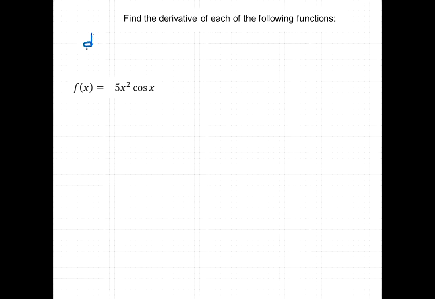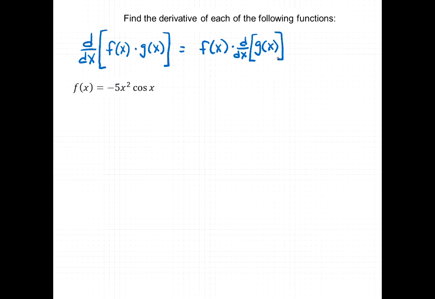Well, if we're taking the derivative of a function that can be written as the product of two functions, then the product rule says we take the derivative one factor at a time. So we could say the derivative is equal to f of x times the derivative of g of x. So first we take the derivative of the g of x part of the product, and then switch it up. We'll do g of x times the derivative of f of x.